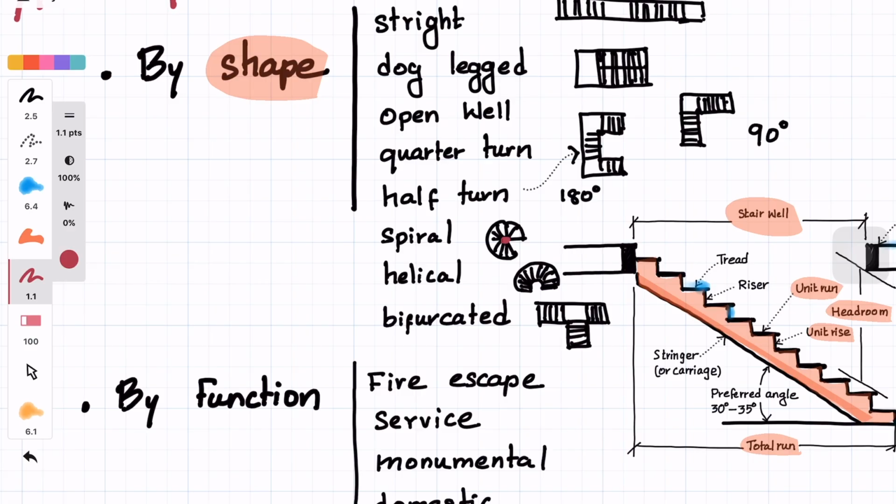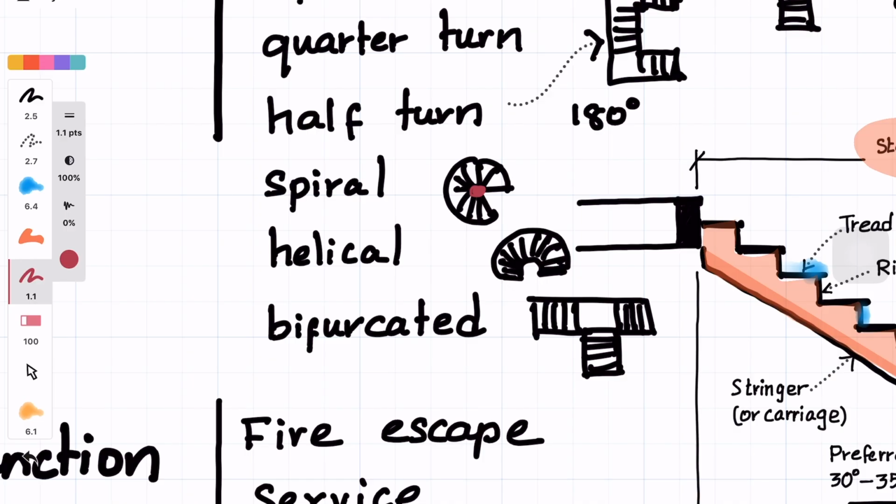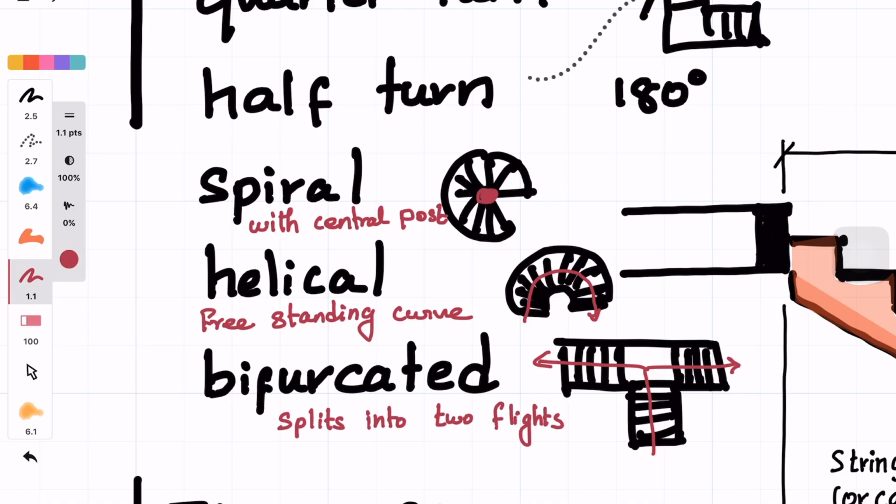Helical staircases are similar, curved but without a central column. Steps follow a helix around an open well, creating a more elegant and spacious appearance. Bifurcated: a grand stair that starts as a single wide flight, then splits into two narrower flights at the landing. In short, spiral has a center post; helical is freestanding, curved without a post; bifurcated splits into two flights.